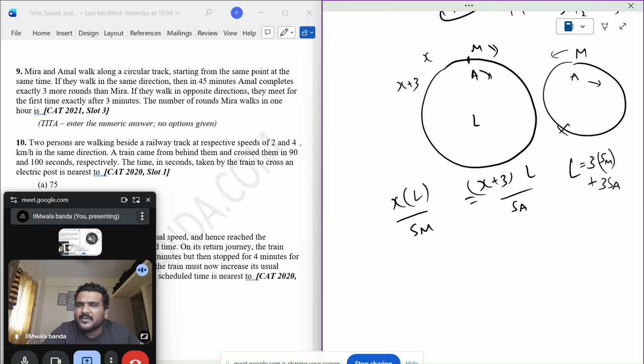this is 3 minutes, so I can convert it into seconds, right? These both are 45 minutes, or 45 minutes I'm converting into seconds. So everything is in meters and everything is in seconds now. Okay, and this is also I'm converting into seconds. So speeds are meter per second, length is also meter. Number of rounds M will walk in 1 hour.